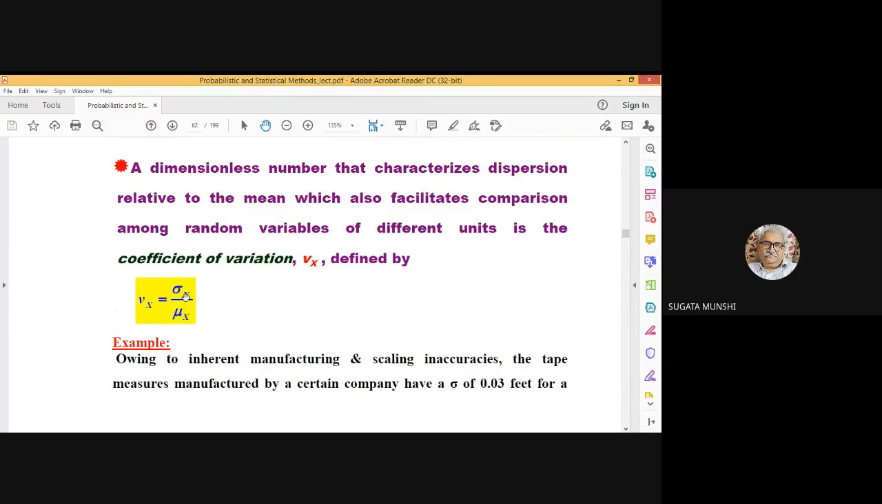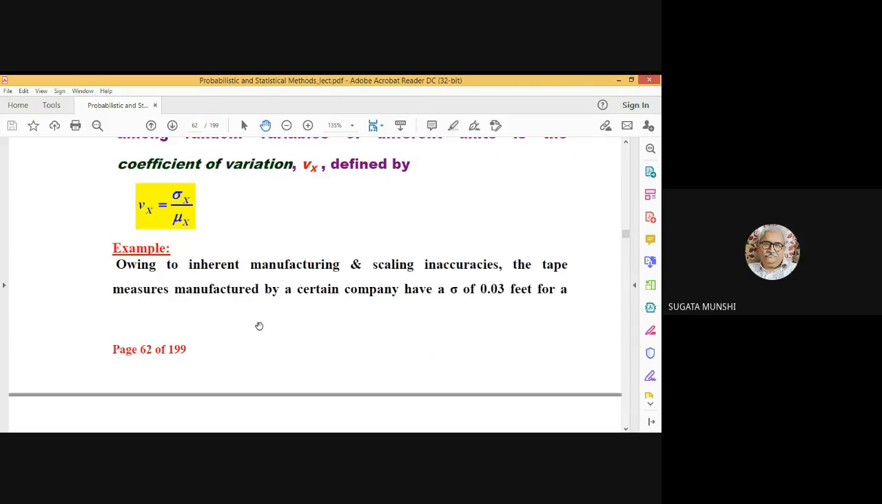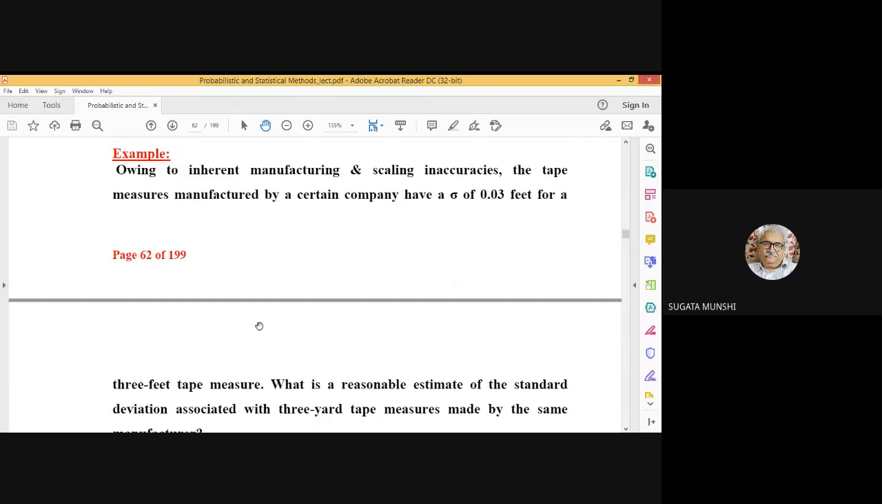It has been written, Vx equal to sigma x by mu x. Yes. Then you write down this example. Given this application area, mu x obviously cannot take on a 0 value.